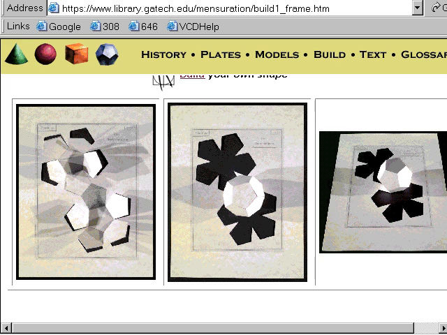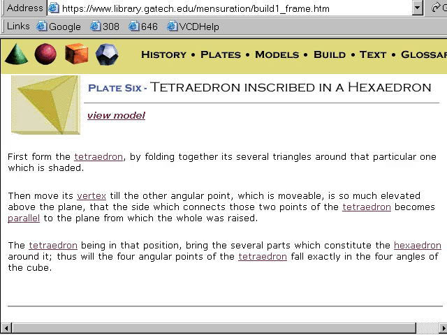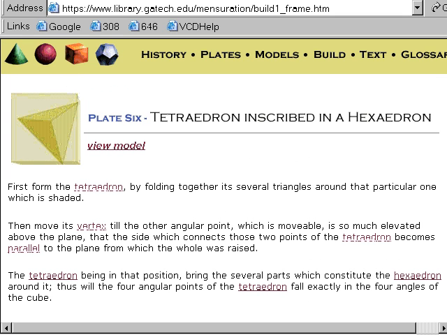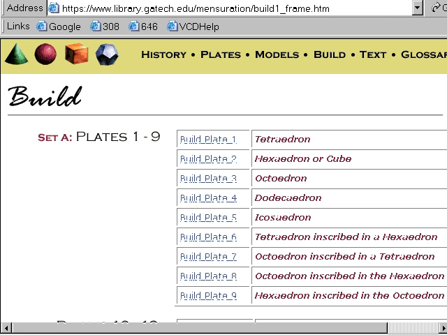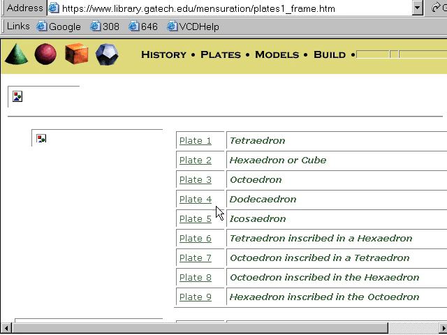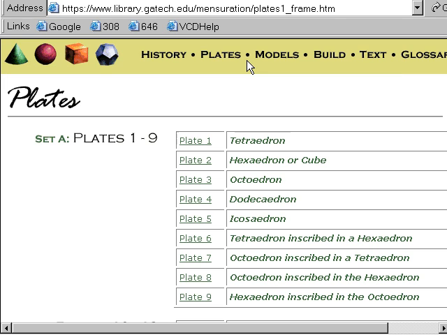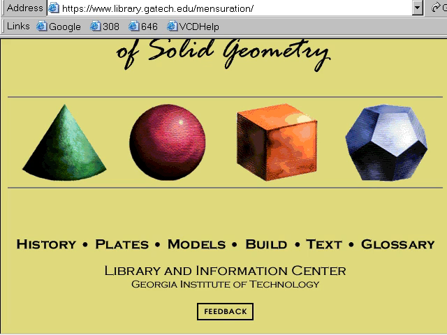So if you want to amaze your friends by building your own tetrahedrons, dodecahedrons, etc., this gives you lots of neat little icosahedrons, tetrahedrons inscribed in a hexahedron, etc. And I see the plates have, I believe, a nice little picture of that picture here. The guy took a picture of a book.